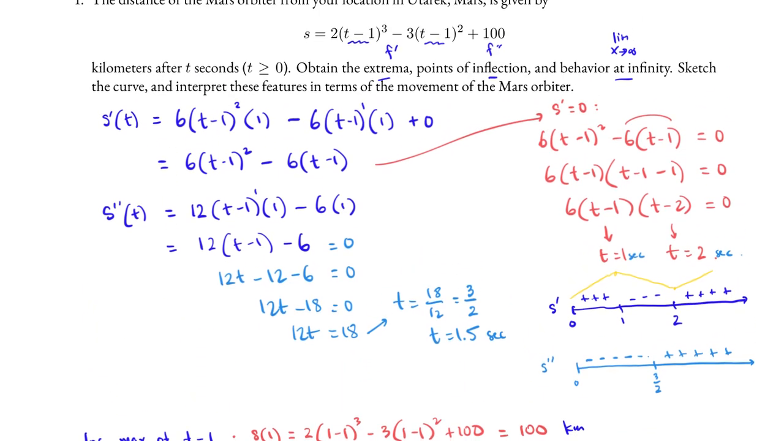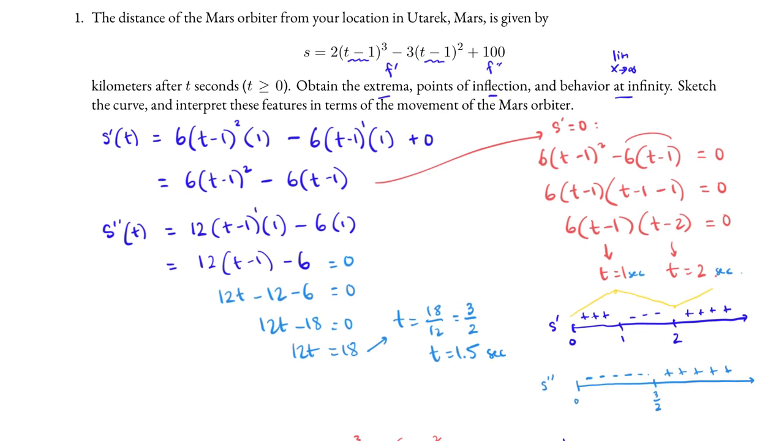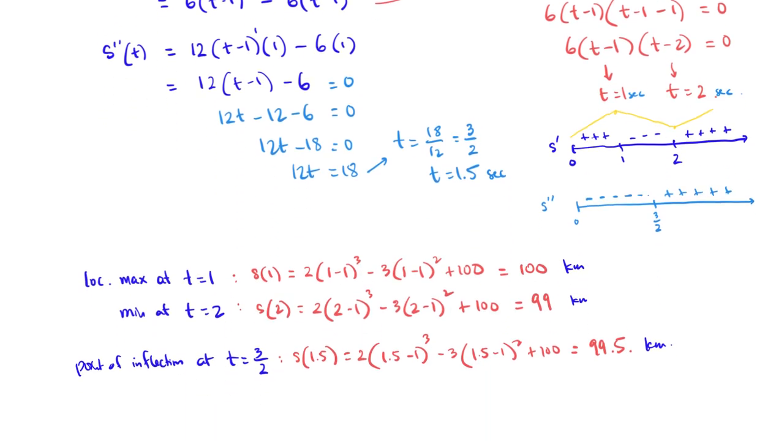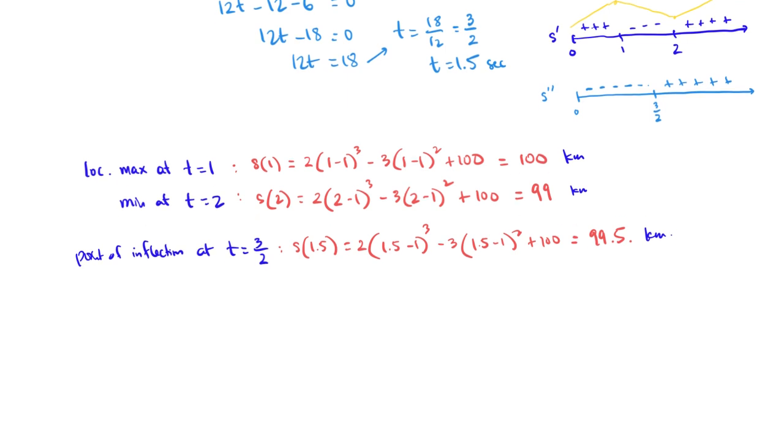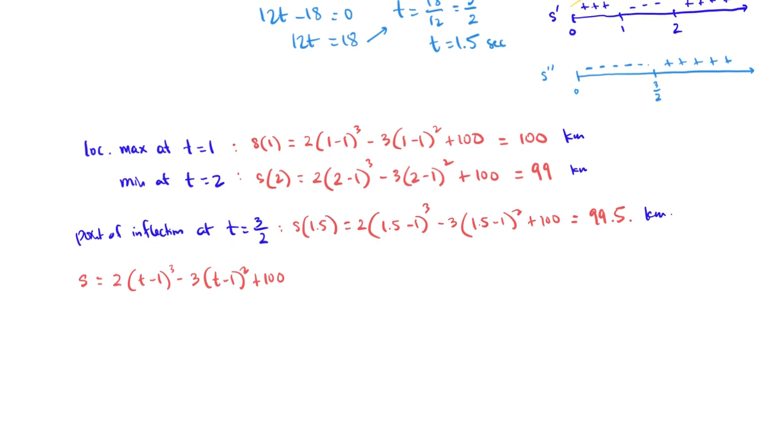We will use this information to sketch the graph of the function, sketch the curve. To sketch the curve, we will label any extrema, points of inflection. Also, we need to find the end behavior, the behavior at infinity. The function that we need to sketch is s of t equals 2 times (t minus 1) cubed minus 3 times (t minus 1) squared plus 100. The end behavior, or the behavior at infinity, is the limit as t goes to infinity of this expression s of t.